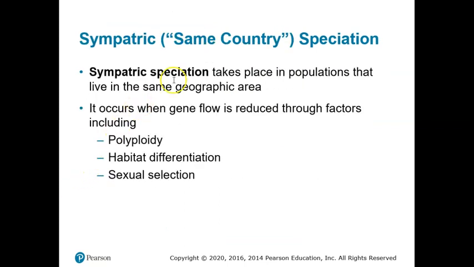Sympatric means the same place or same country. Underline that term, that's important. So this is when gene flow is reduced and something happens when we're not physically separated that allows speciation to occur. Polyploidy, well, what does that mean? Multiple chromosomes. Good. Habitat differentiation, y'all understand what that means. And we talked about sexual selection and how if organisms start selecting for a trait, that could lead to speciation.